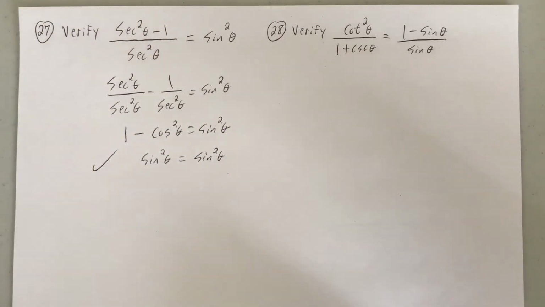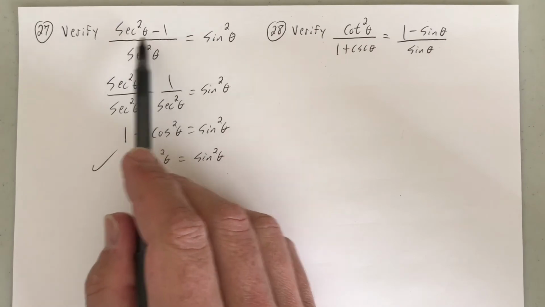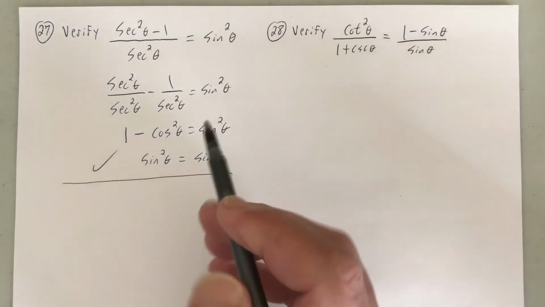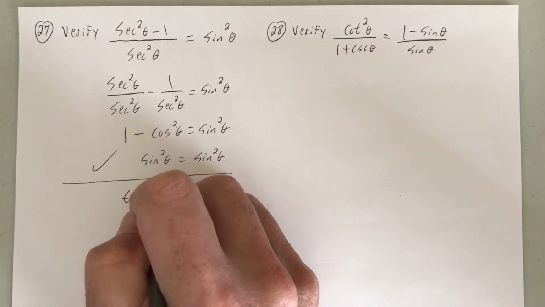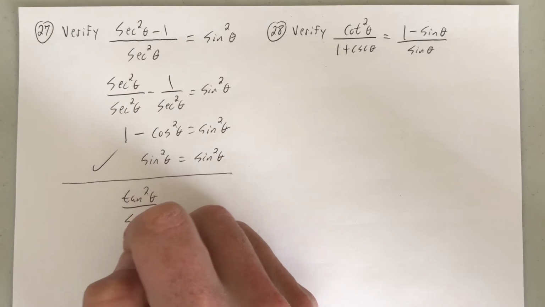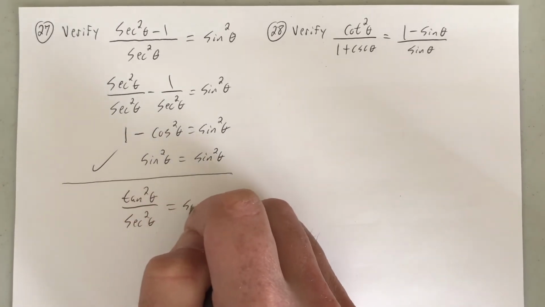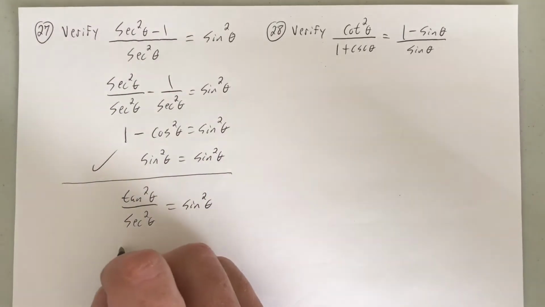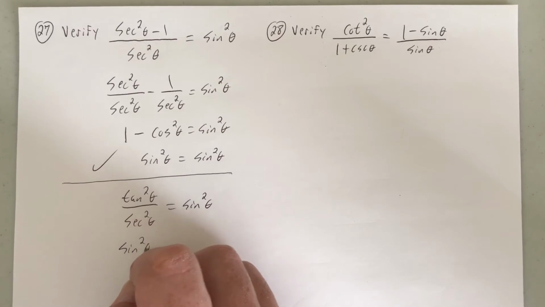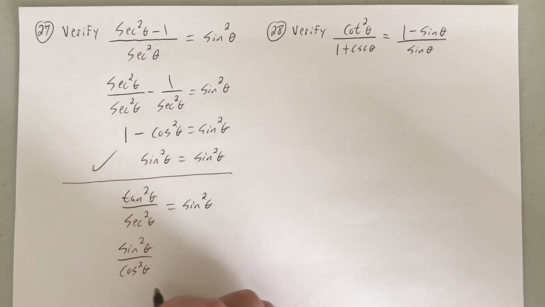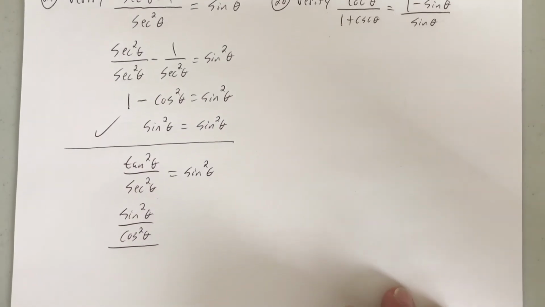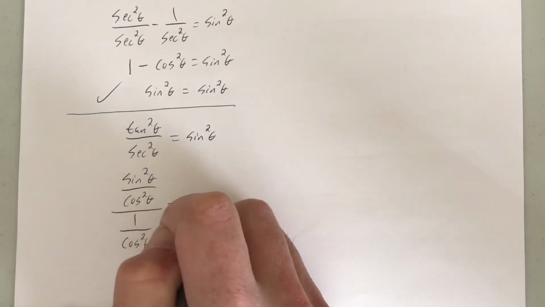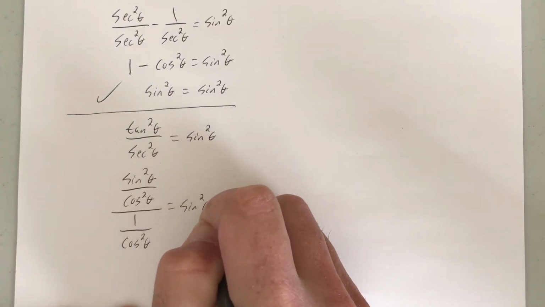So we're good. Now if you wanted to go the other route, like I was talking about in the beginning, you could say that secant squared x minus 1 is equal to tan squared x. So let's go ahead and do that. So you get tan squared theta over secant squared theta is equal to sine squared theta. And then of course tangent is sine squared theta over cosine squared theta divided by secant, the reciprocal of that is 1 over cosine squared theta, is equal to sine squared theta.